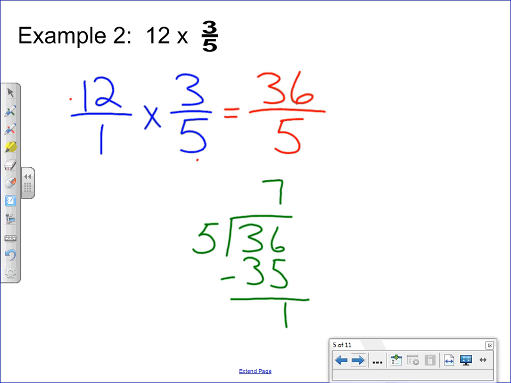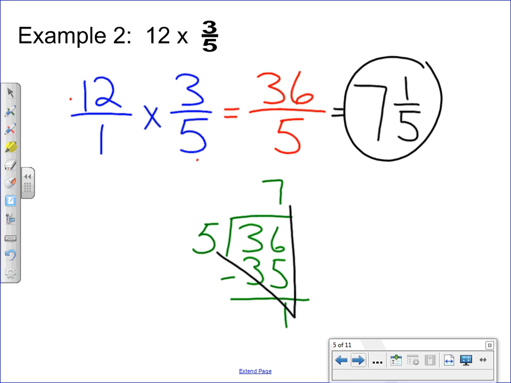Subtract it, I end up with 1. And remember back from before winter break when we did this, to get the answer, we do the backwards check mark. So we start at the top, 7 and 1/5. So this answer is 7 and 1/5. Remember, 7's our whole number, 1 is the amount left over, 5 is our denominator.